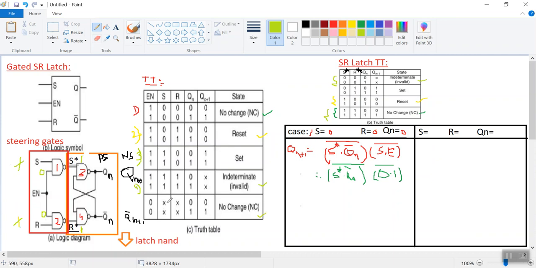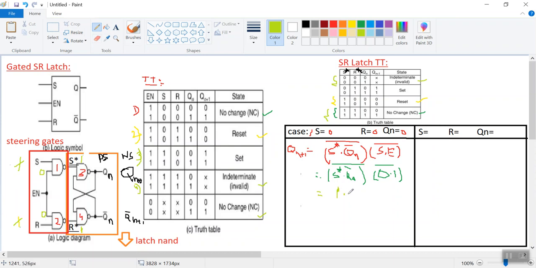So we can say this is one of the methods to explain this particular gated SR latch concept, even though you can explain with this concept also. I will explain the first concept only, that is S into E. So S is considered as 0 and E is considered as 1. 0 into 1 is 0. 0 complement is 1. So that is our S star value.